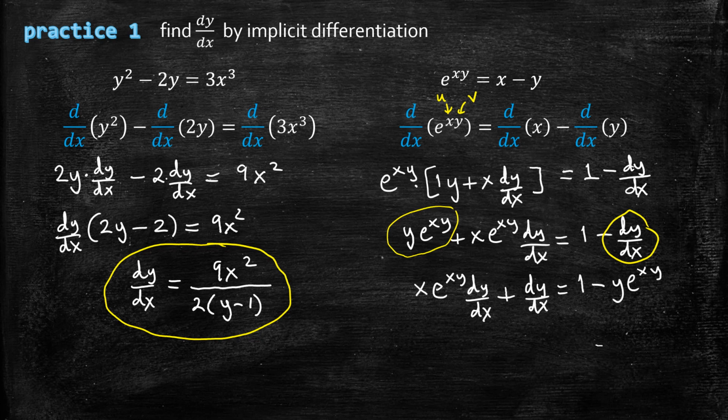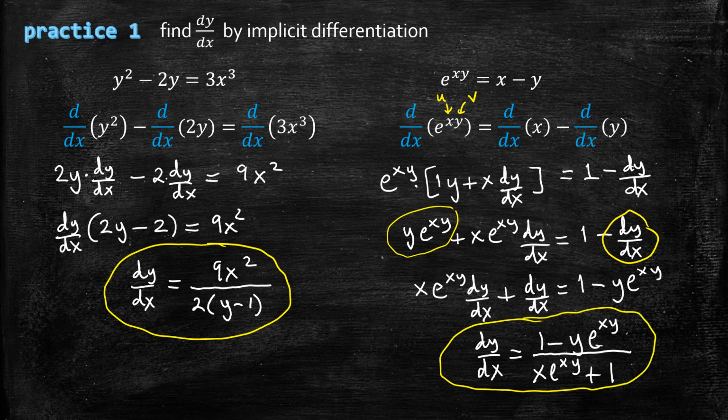And then we factor out dy by dx. Now, rather than write it factored on that side, I'm just going to bring it to the other side. So we get 1 minus y e to the xy. And if I was to factor out the left side, I would get x e to the xy, and don't forget that plus 1. And that very convoluted expression or equation is dy by dx. Notice that in both cases, dy by dx is expressed in terms of x and y, right? So don't be surprised that it's not just in terms of x. That's what implicit differentiation will look like.